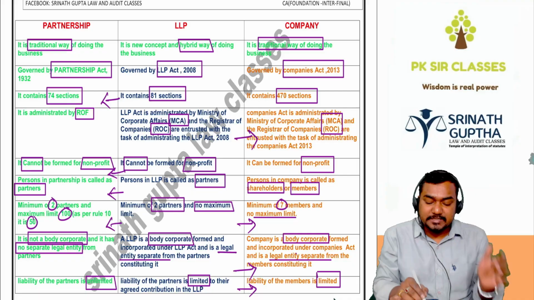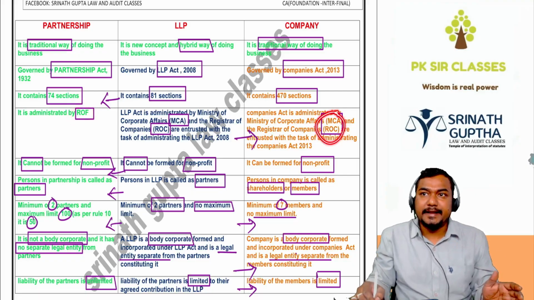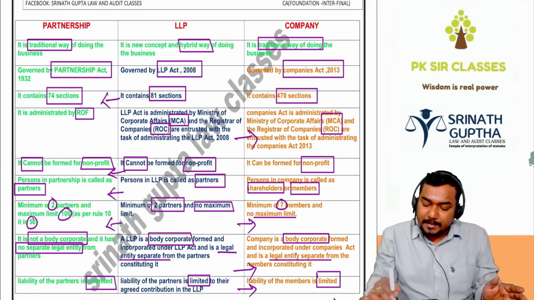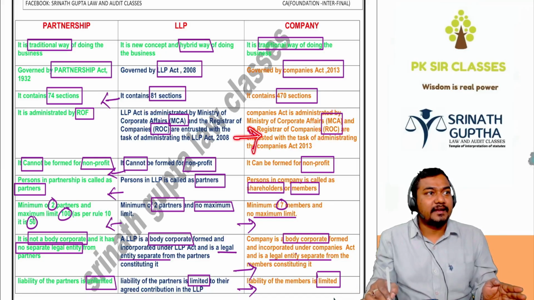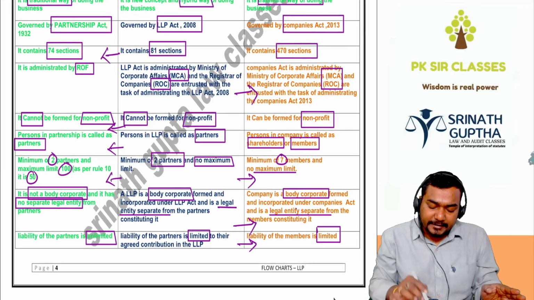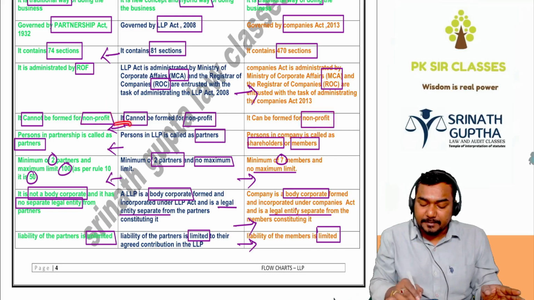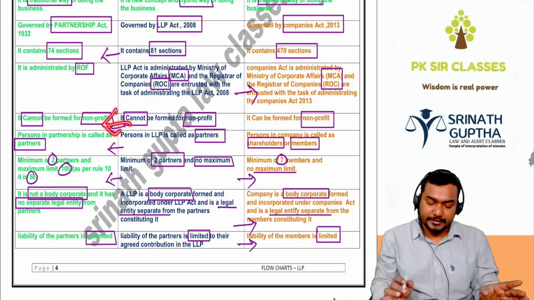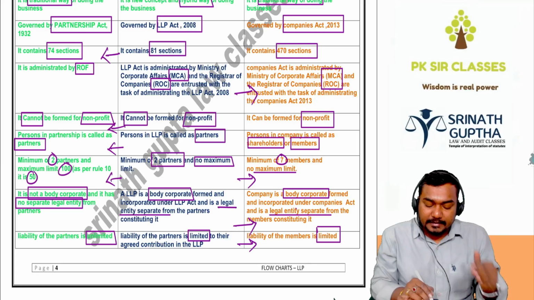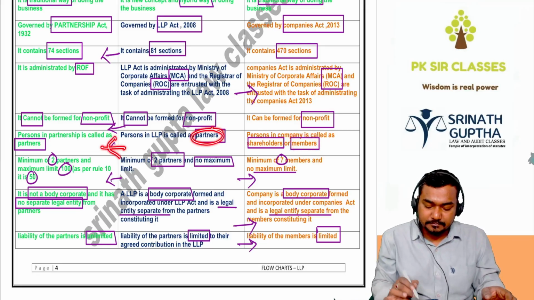And partnership is governed by the ROF. Company is governed by the MCA and ROC. And LLP is governed by MCA and ROC. This feature we are taking from the company. And partnership cannot be NPO. Company can be NPO, but LLP cannot, taken from the partnership. And in the partnership firm, the persons are called partners. In company, they are called members. Here, they are called partners, taken from the partnership.